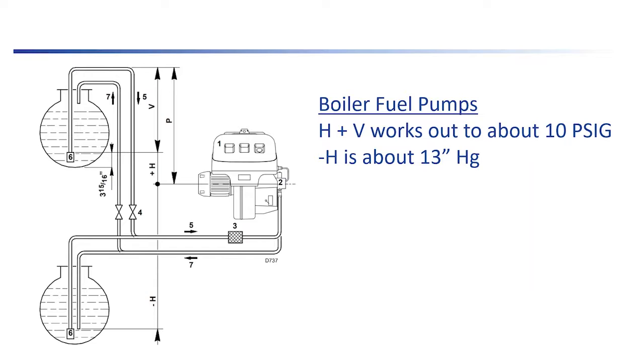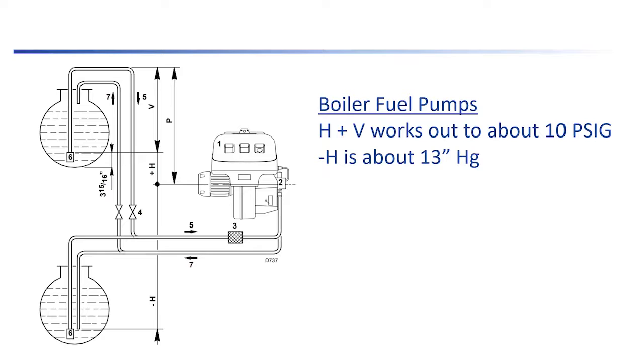This was not in a Weishaupt manual. I believe this was in a Riello manual. Riello is made in Italy and they make a burner very similar to Weishaupt. And I included this diagram because it shows you how these burners with onboard pumps, they're not specifically designed to have a tank nearby, but this one shows you the pressure and the limitations. Unfortunately, this is all I snipped. I didn't save this manual, so I don't remember what H and V are, but it worked out to about 10 psi positive pressure and no more than about 13 inches of negative pressure.